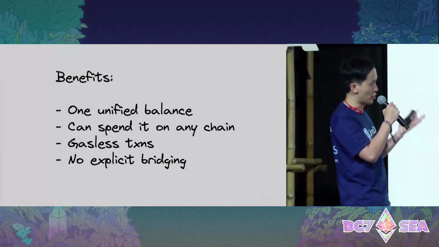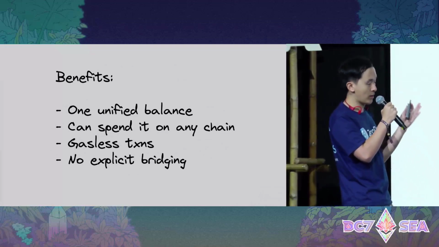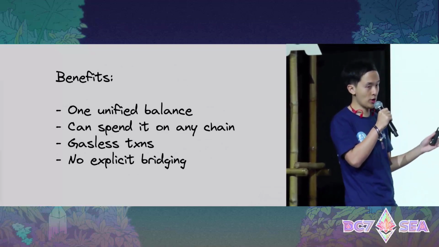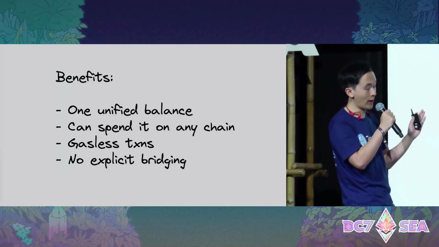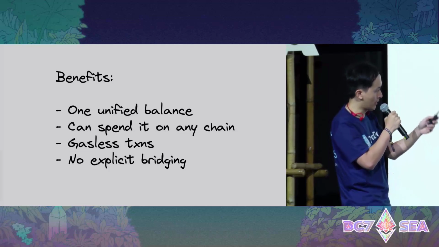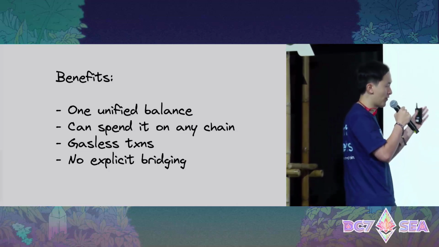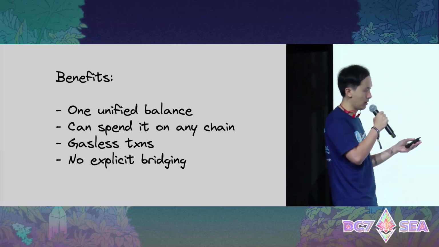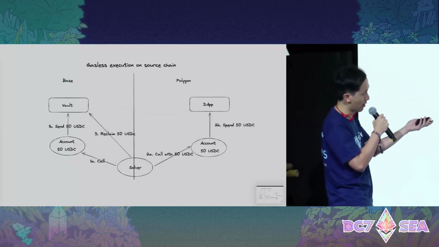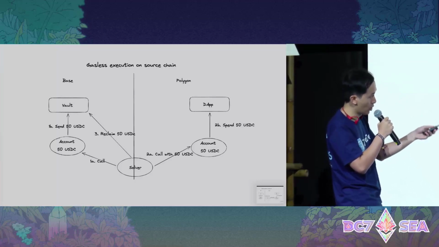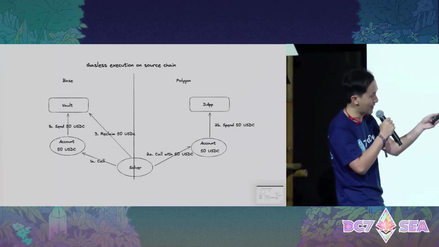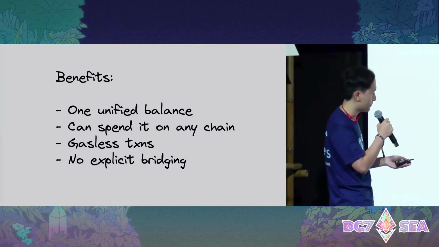So let's recap what we have achieved here. You now have one single unified balance across all the chains that can be spent on any chain, right? Any tokens you own on any chain can be spent on any chain. And we have achieved gasless transactions in the sense that, for example here, you literally need to own nothing except USDC in your accounts to perform this transaction, right? Because all the gas on both the source chain and the target chain are handled by the solver.